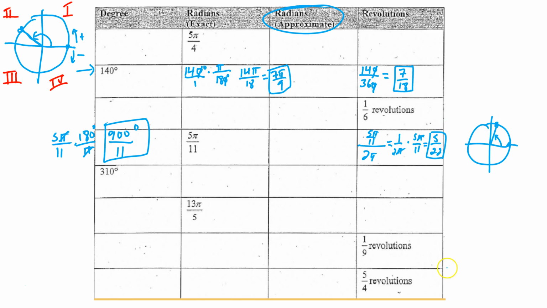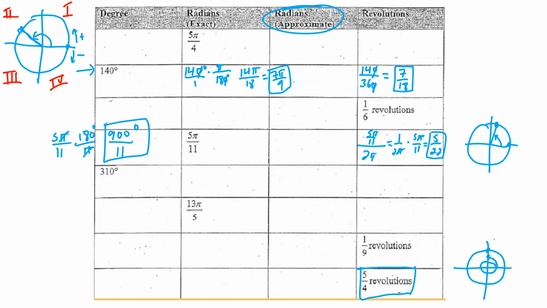Let's do one now where we're given the revolutions. Let's start with 5/4 of a revolution. First, let's think about what that means. 5/4 is 1 1/4. So this is more than a full revolution. We've gone all the way around the circle, and then we've gone another quarter of a revolution. So it should land us right up here. And let's see what we get for our values.